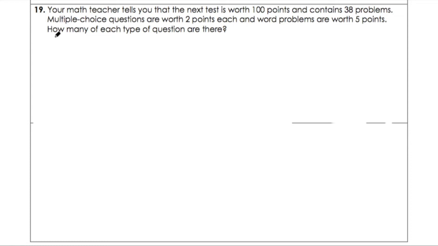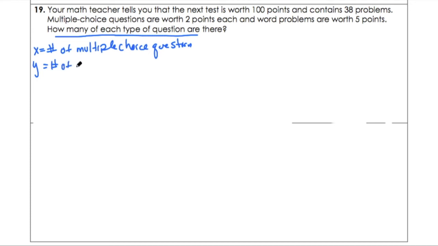Okay, again, look at the question. How many of each type of question are there? So X, we can let be the number of multiple choice questions. And we can let Y equal the number of word problems. Okay, so two pieces. We could attack the 100 points first or the 38 problems. Let's go with the 38 problems.